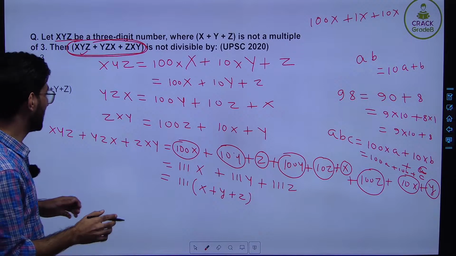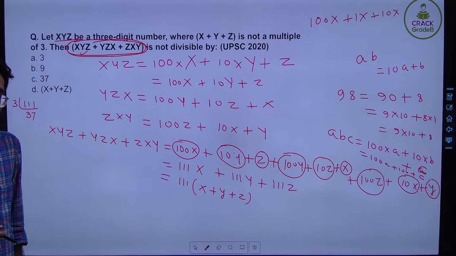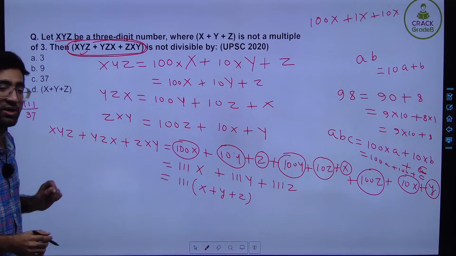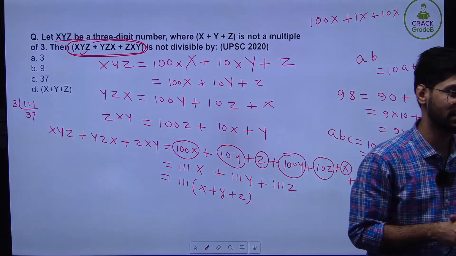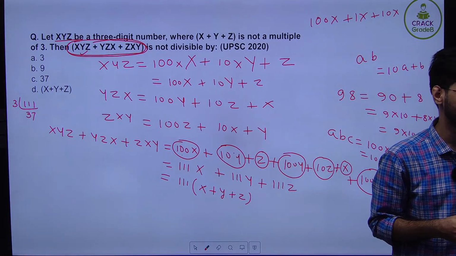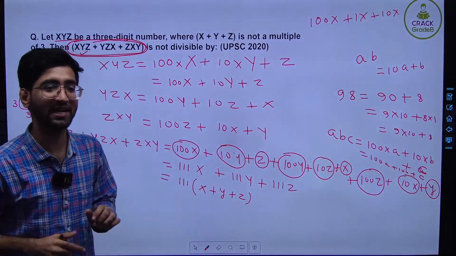Now try to prime factorize 111. 1 plus 1 plus 1 is 3, which means this number is divisible by 3. Are you able to get this? If you divide it by 3, you will get 3 into 37. 37 is a prime number. I told you in one of the lectures that you have to remember the prime numbers between 1 and 100, right? So if you have got 37, you can't prime factorize anymore.